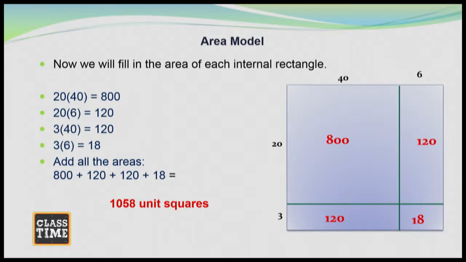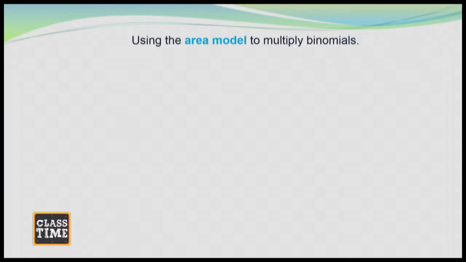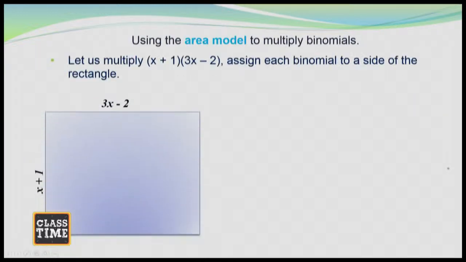Now, how will we use this area model to help us to multiply binomials? I think we can do it. Here we have the multiplication. In the first bracket, we have x added to 1. In the second bracket, we have 3x subtract 2.